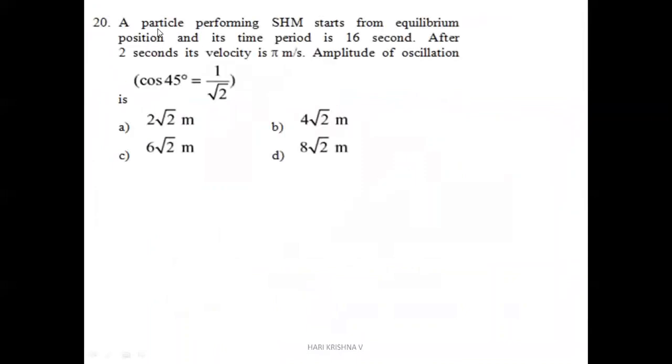Next, question number 20. A particle performing SHM starts from equilibrium position. Its time period is 16 seconds. After 2 seconds, velocity is 5 meter per second. See here, after 2 seconds, the velocity changed to 5 meter per second. This is an important term. So the amplitude of oscillation is what they are asking. Cos 45 is 1 by root 2.